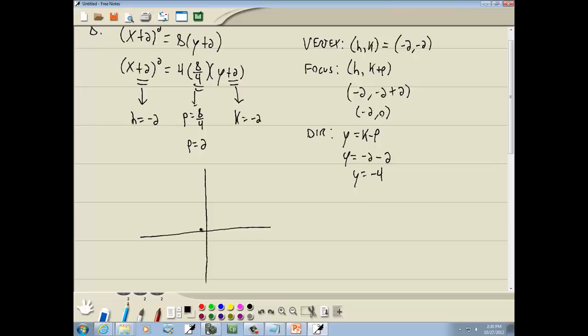Our vertex is -2, -2, which is right there. Our focus is -2, 0, which is right here. And our directrix is y is equal to -4, which looks like that right there. So that's our directrix. Again, I'm putting a point anywhere here. Like I put it right here.